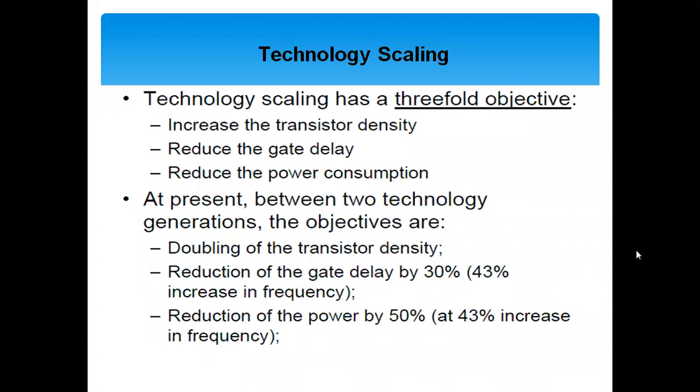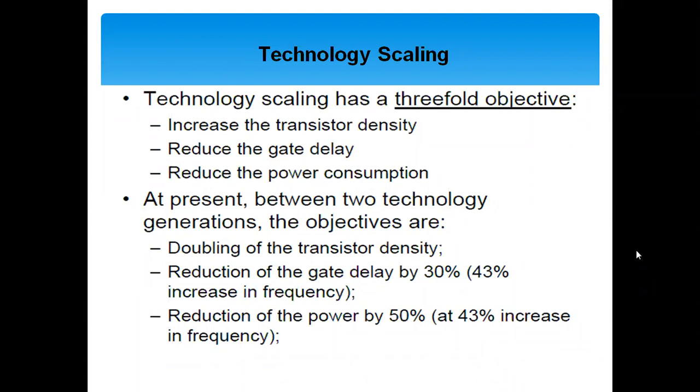And what is the use of this? When you reduce the size of the chip, the material required will also be less, and there are many more advantages of reducing the chip size. Now the question is how to reduce it. This aspect of technology is known as technology scaling.